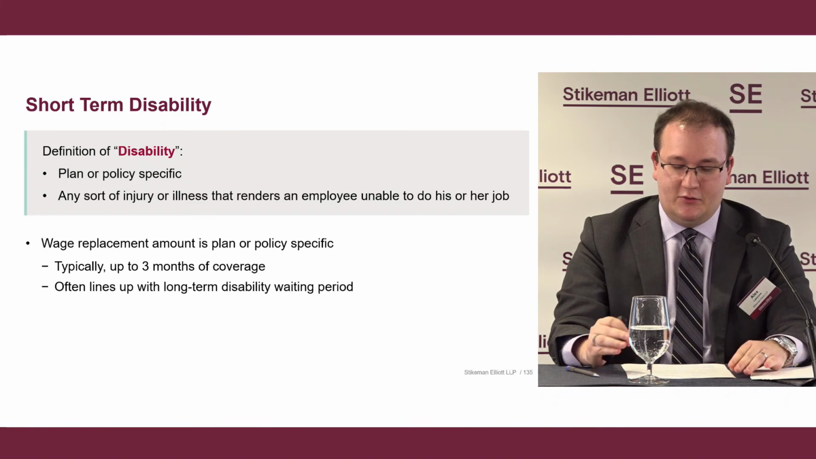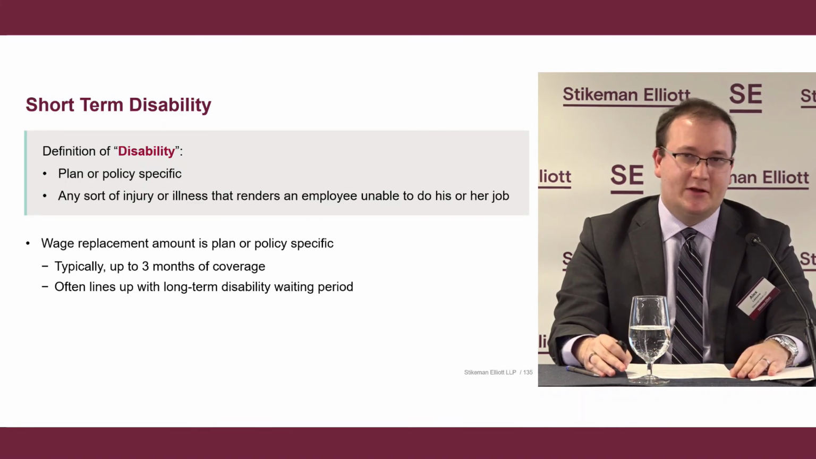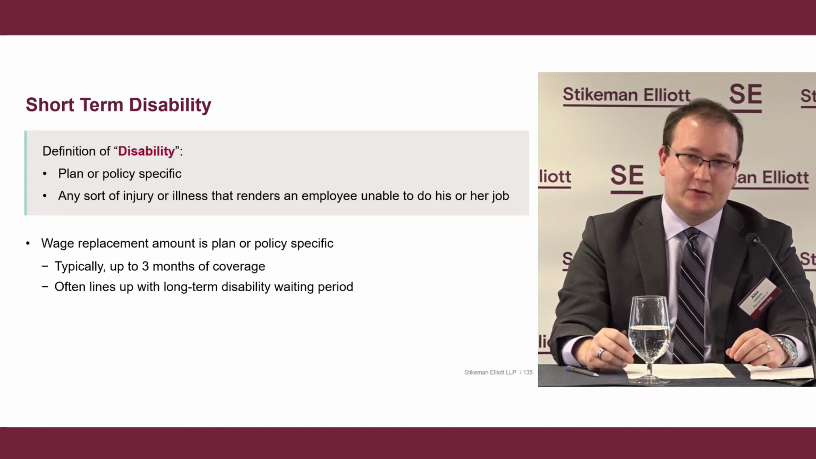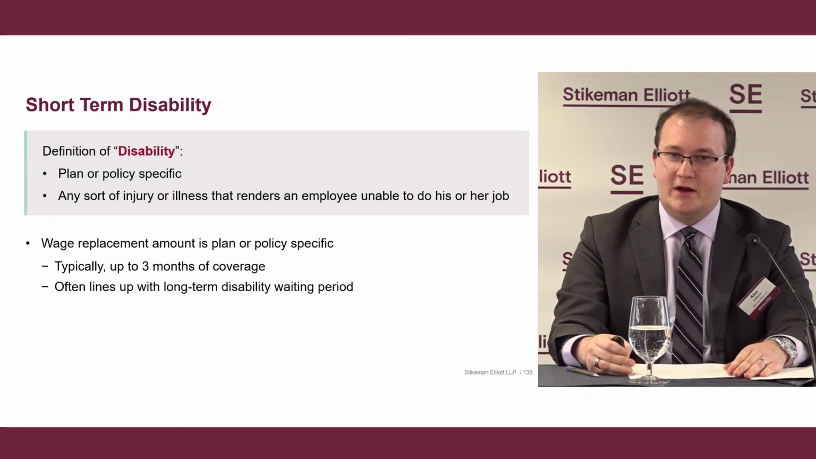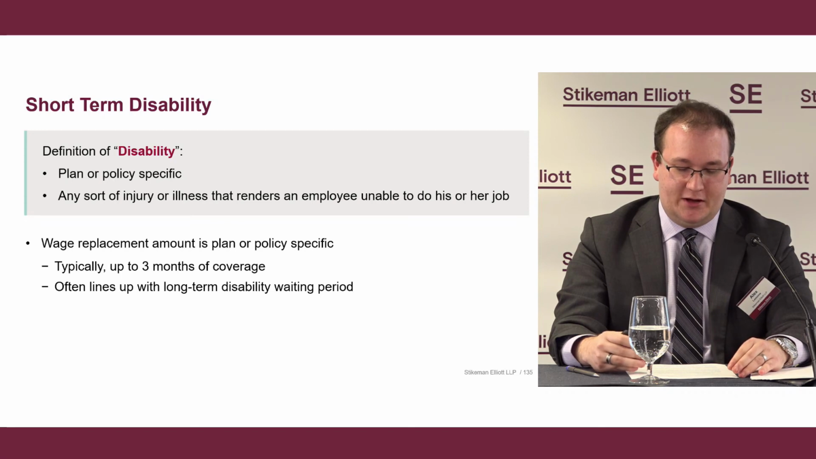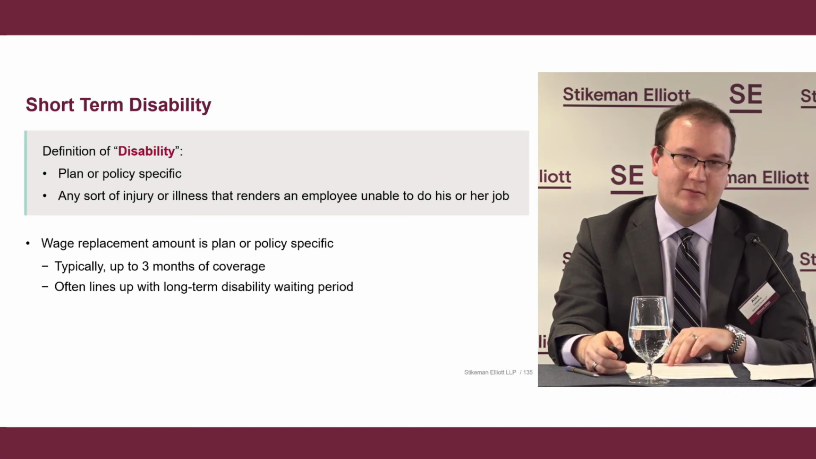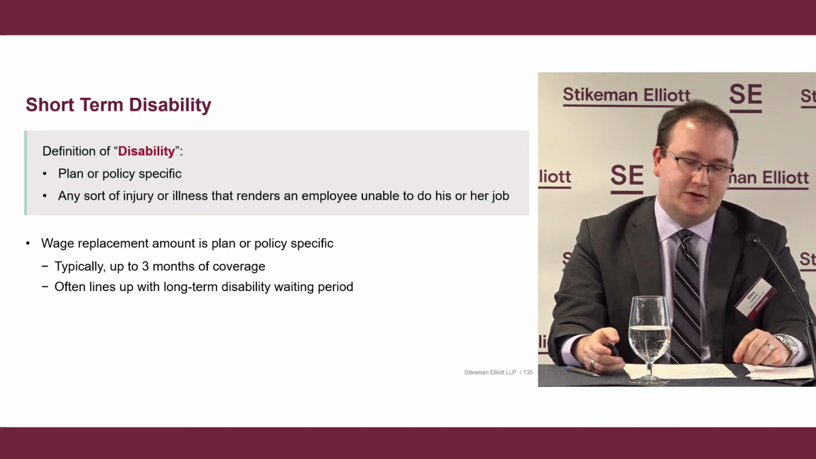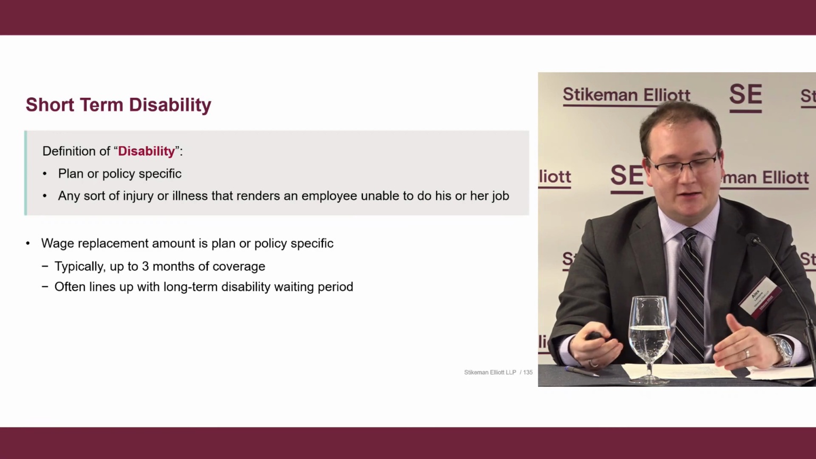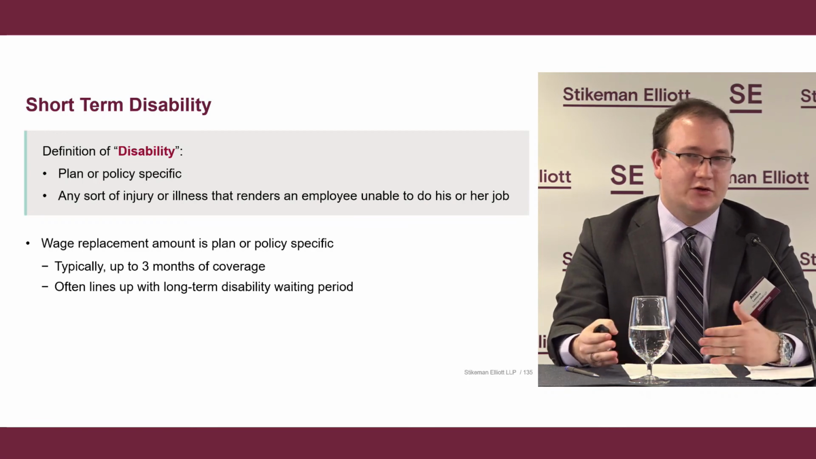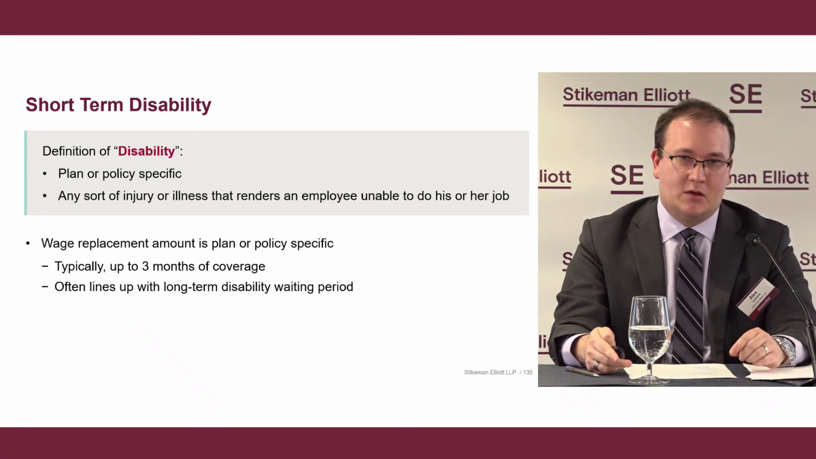Employees' access to STD depends on their ability to meet the definition in the plan. And it's often policy or plan specific, but typically it's any sort of illness or injury that renders an employee unable to do their job. The wage replacement amount is also plan or policy specific, but typically we see about 3 months of coverage. And usually that happens to line up with the LTD waiting periods. It's a little unusual to have insured short-term and not insured long-term. Usually we find those things go hand in hand.